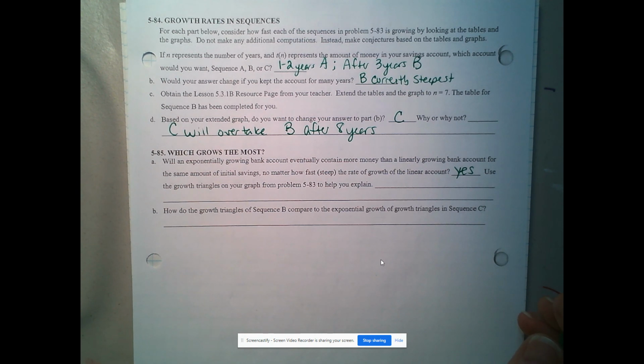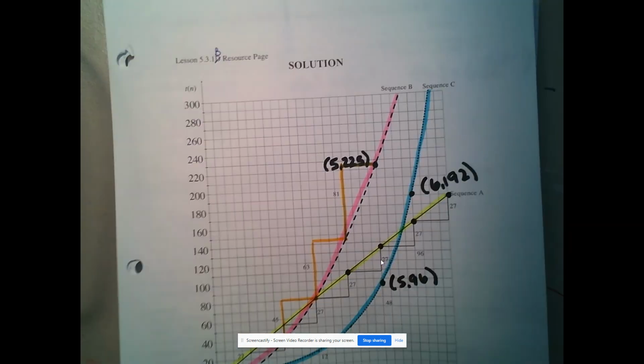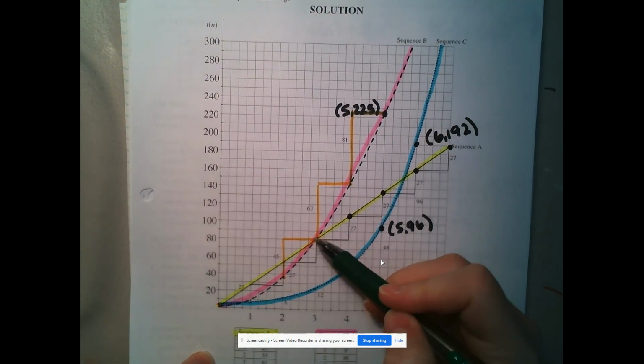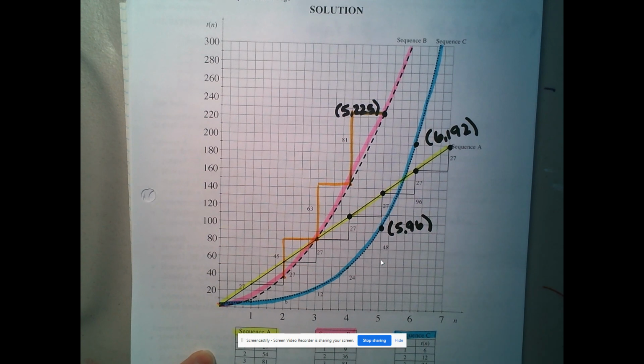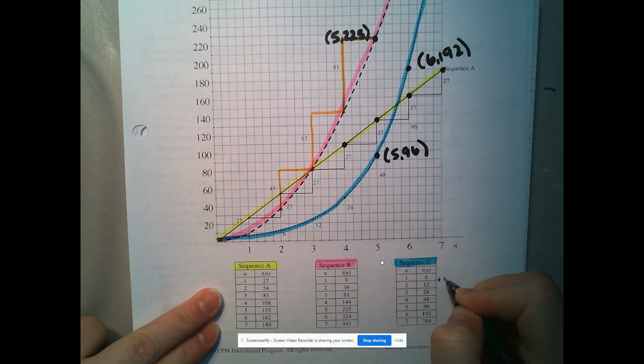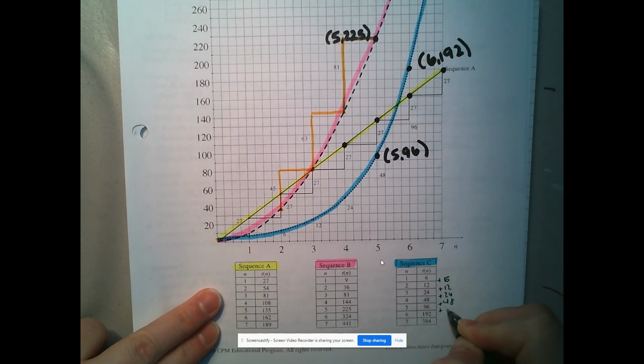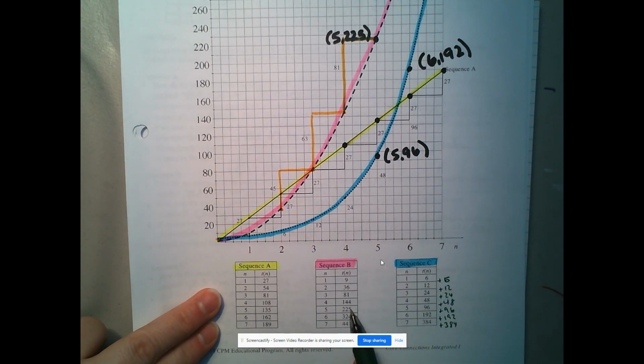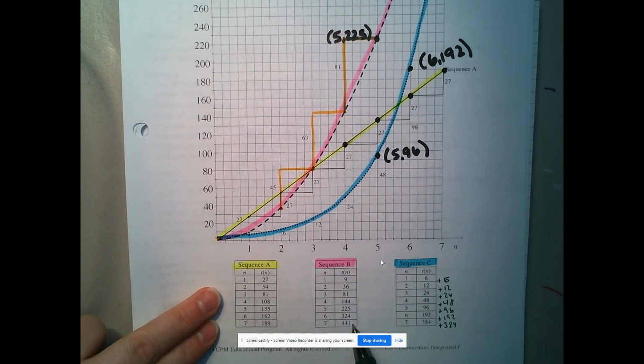Well, if you're looking at the growth, we're talking about these growth triangles where I started to draw. This one's up 63, over, up 81, over. And then in the other one, the blue one, we had plus 6, then plus 12, then plus 24, then plus 48, then plus 96. Then you're going to have plus 192, then plus 384, and so on. Sequence B is only growing by multiples, and sequence C is growing exponentially by doubling.